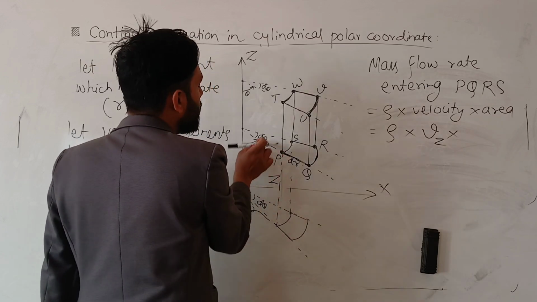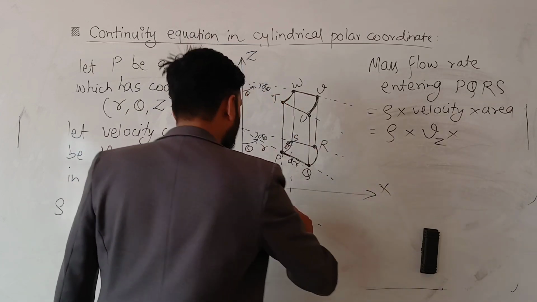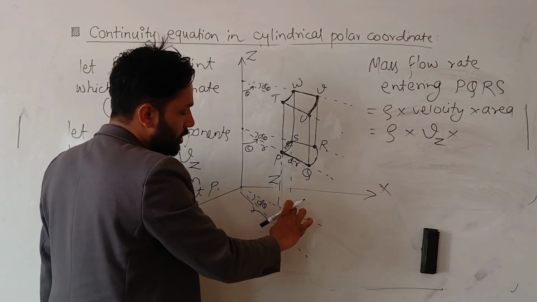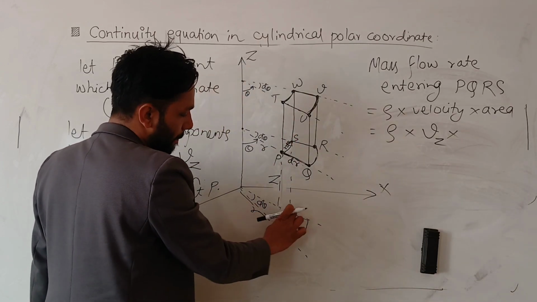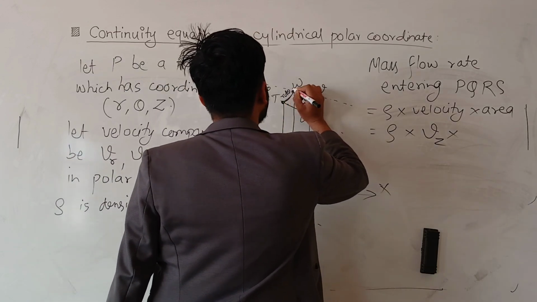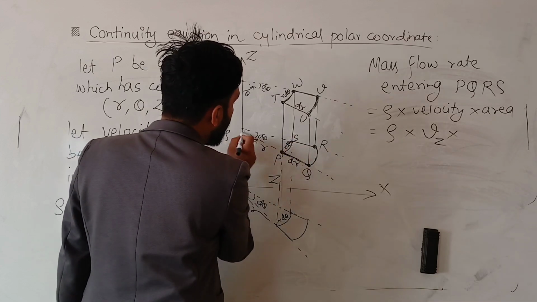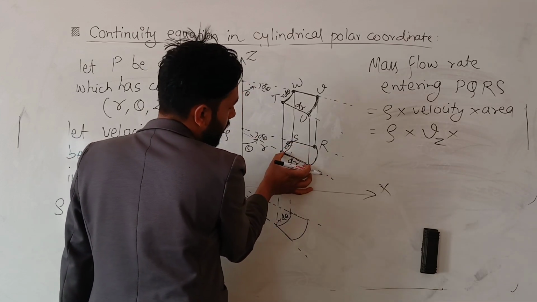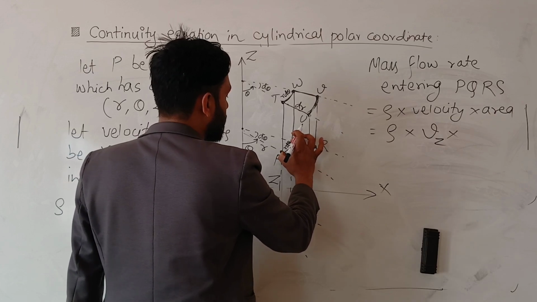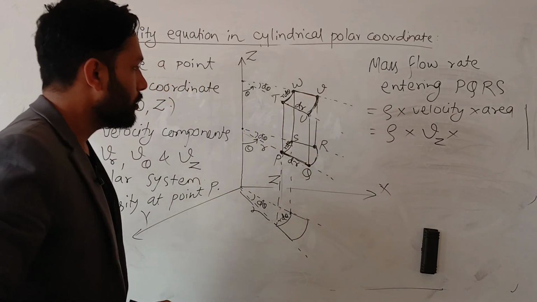So if this is r and d theta, this must be r d theta. For a small angle, you can write this as r d theta. And this is dr. So in this direction, we have the elementary distance dr, and this is r d theta. You have to understand, if this is r, this must be r d theta.